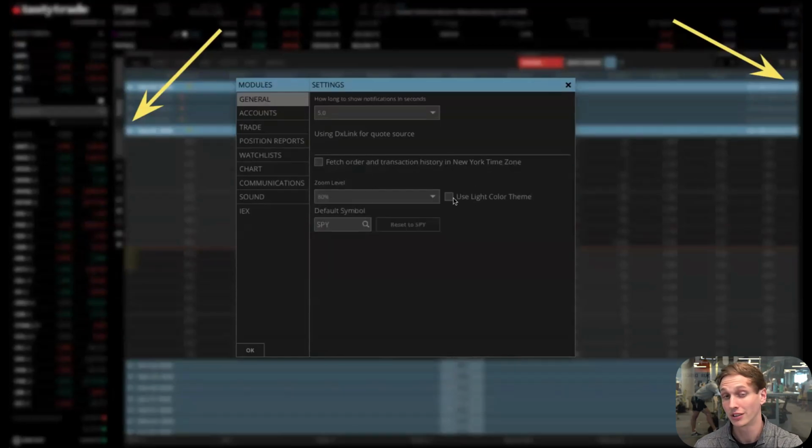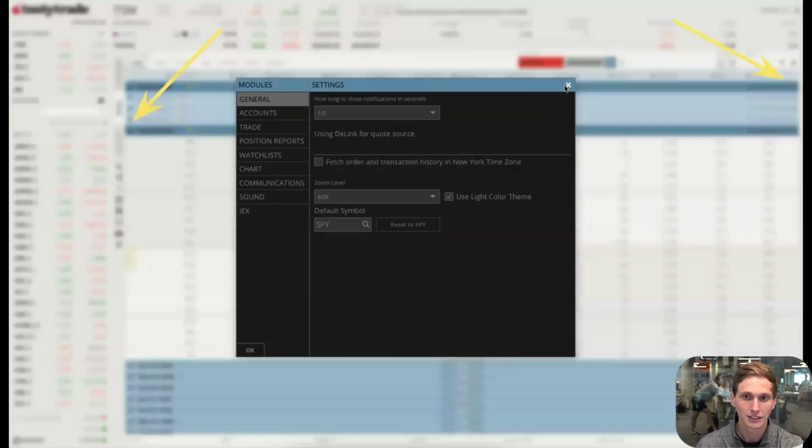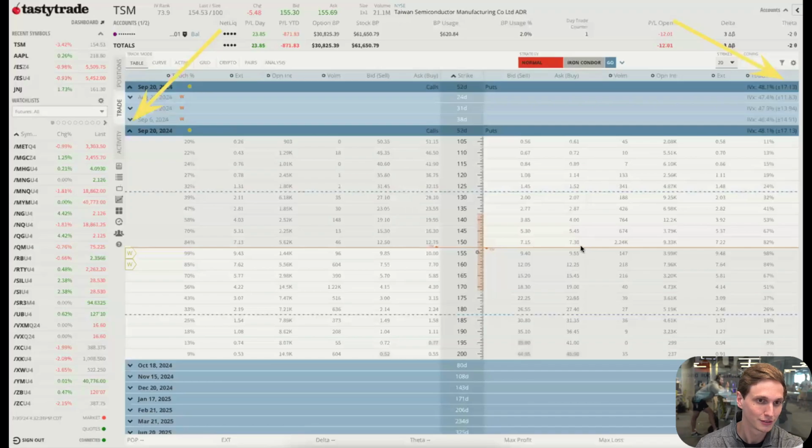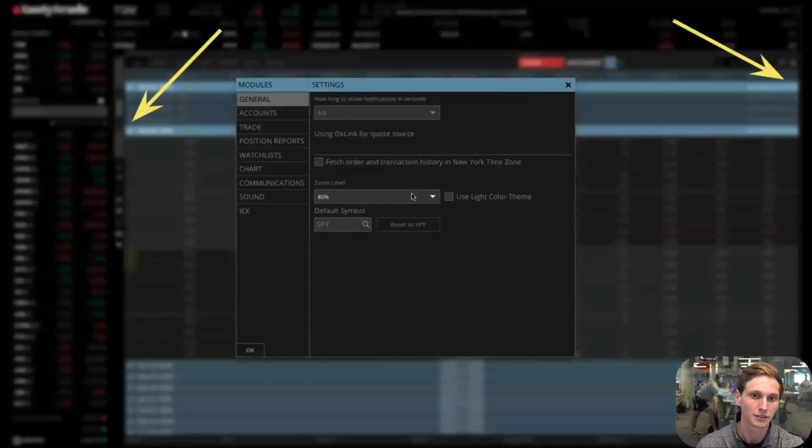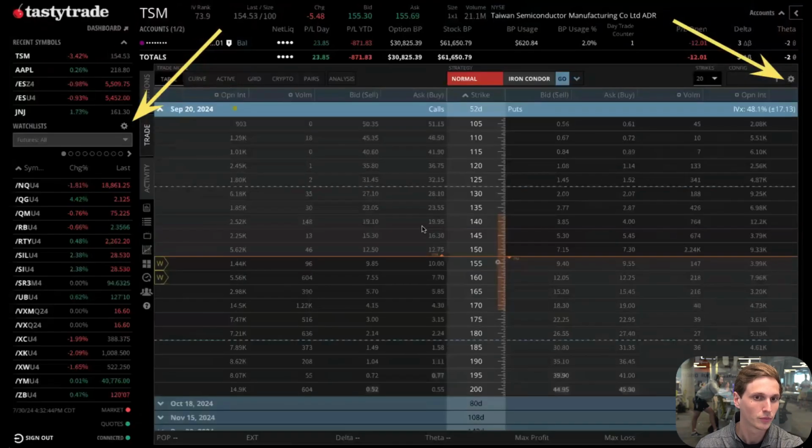Additionally, if any of you wanted to find a light mode as well, it's right here. So cover your eyes for a second. This is light mode if you want it, or you can always go back and change it back and also adjust your zoom levels.